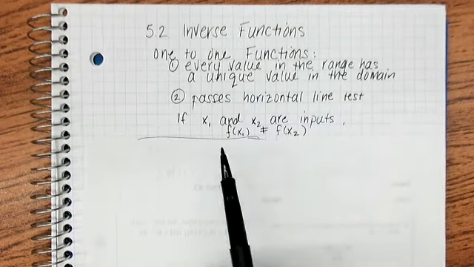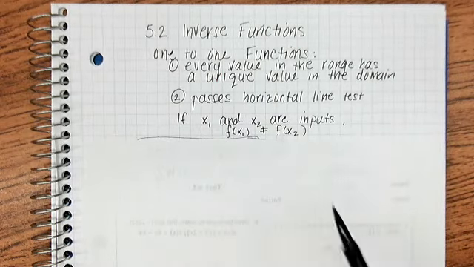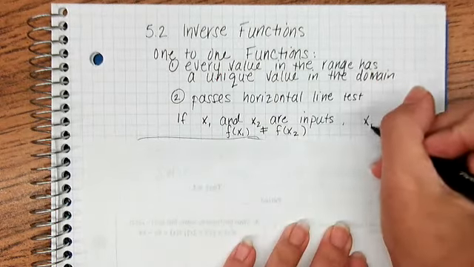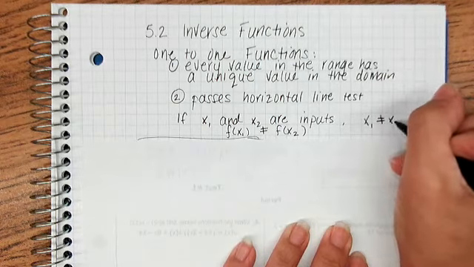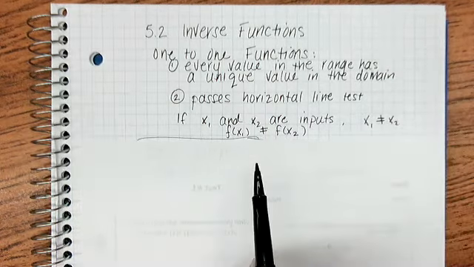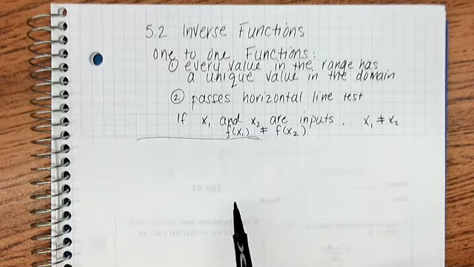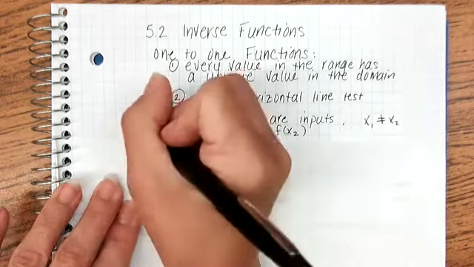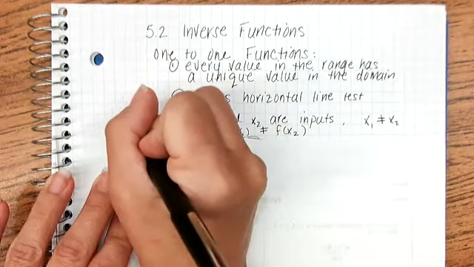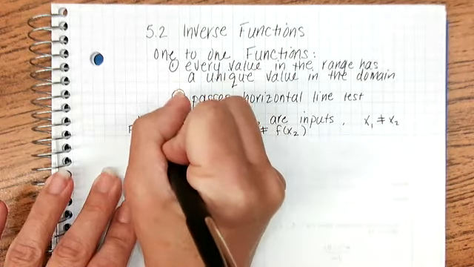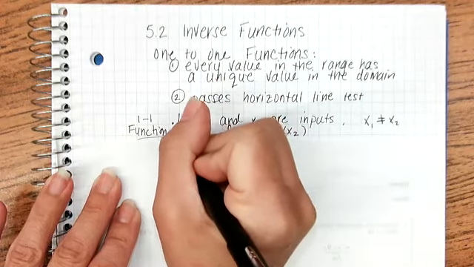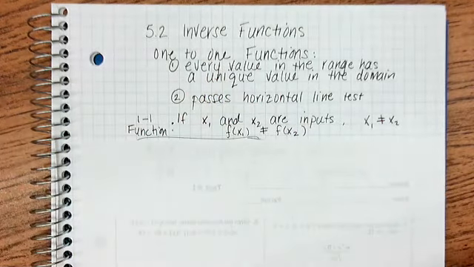All right, if x1 and x2 are inputs, and I should add that x1 does not equal x2, then the f of x1 doesn't equal the f of x2. This is by definition a one-to-one function. Two different values for the input gives you two different values for the output.